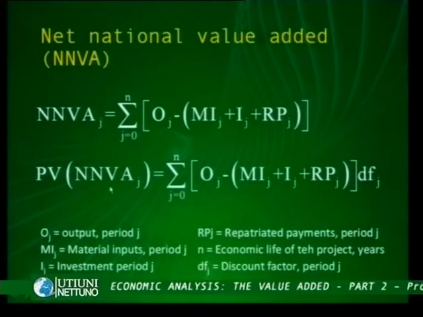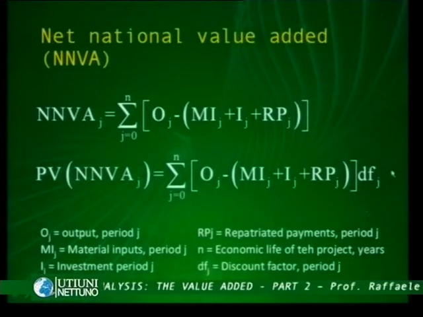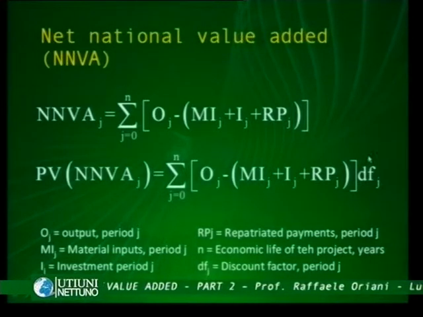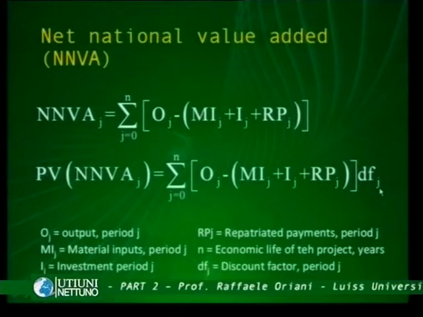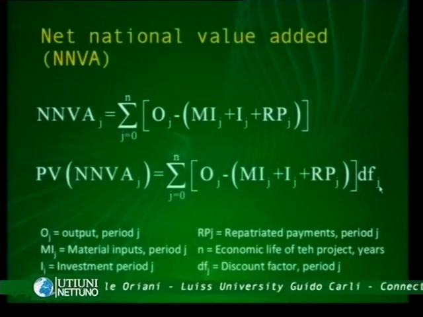Again, here we had the same problem that we had before with net domestic value added, in the sense that if we want to calculate the present value of the net national value added, we have to determine the discount factor for each period j, and in order to determine the discount factor for each period j, we need a discount rate. And so here, typically, you apply the social discount rate that we had defined a few minutes ago. Even though you could make different choices, as we were discussing before, depending on the numeraire that you're taking as a basis for the valuation.